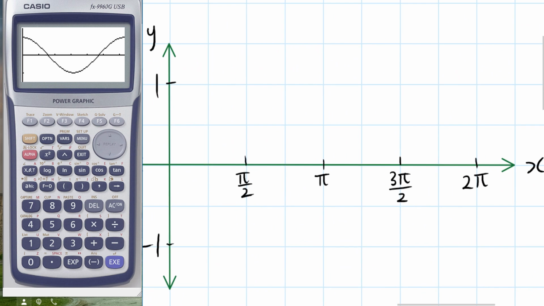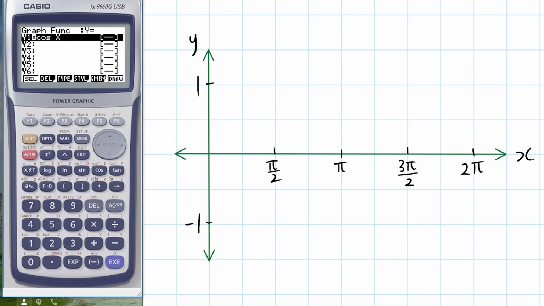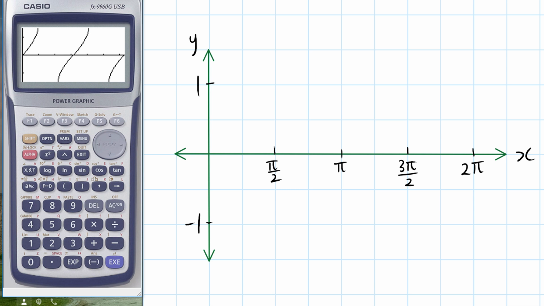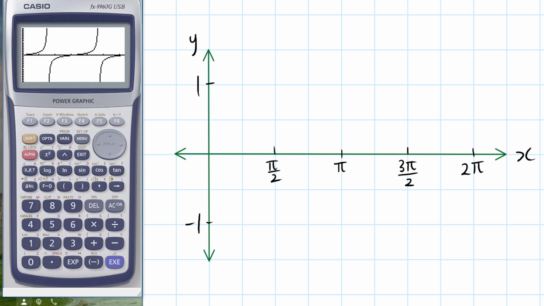Okay, the last graph that we'll look at is tan x. So we'll put that one in. So tan x. And you can see here that it's quite a different graph. In fact, we might even zoom out a little bit so that we can see it a bit better. Okay, so you can see here that we've got a repeating graph, and we've got asymptotes in there as well.